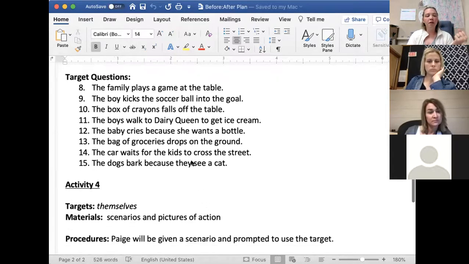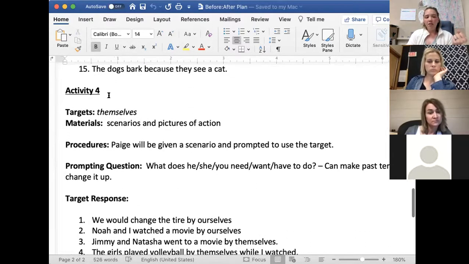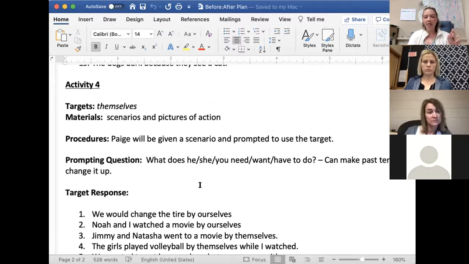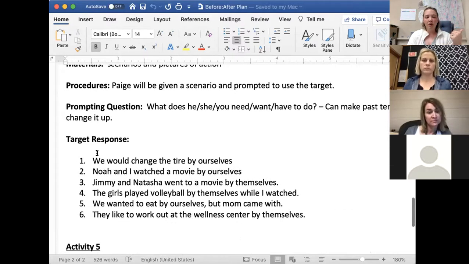Okay, just a target for themselves using that pronoun or possessive, depending. But so you're going back. So what does he, she, you need, want, have to do? So that's the prompting question. So we were focusing on ourselves versus themselves. So making sure when she's including herself in the sentence, she's using ourselves, and when she's not, themselves.